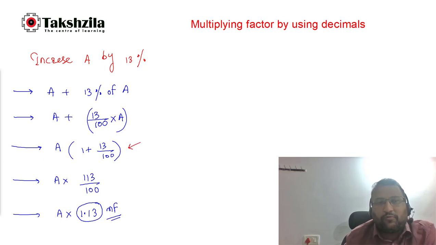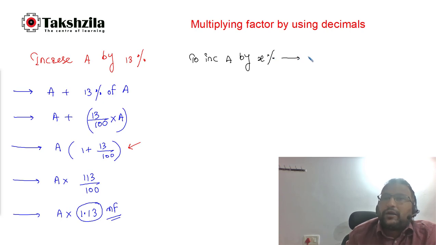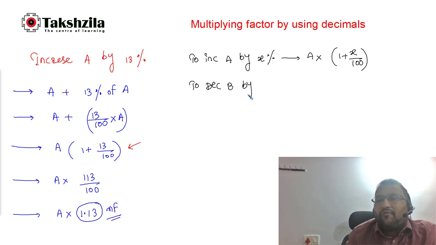Let's generalize the formula. The formula is: to increase A by X%, we need to multiply A by 1 plus X by 100. And similarly, if we want to decrease B by Y%, in that case we need to multiply B by 1 minus Y by 100.